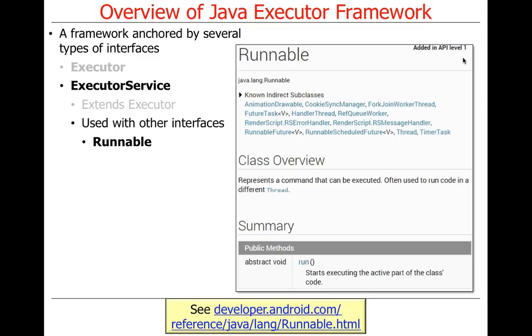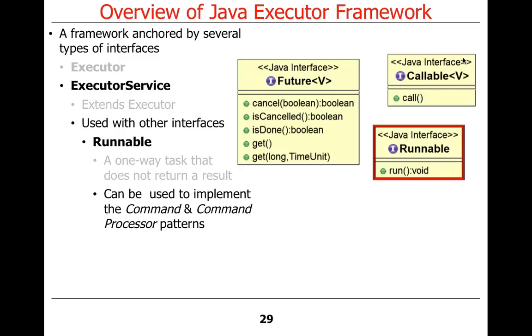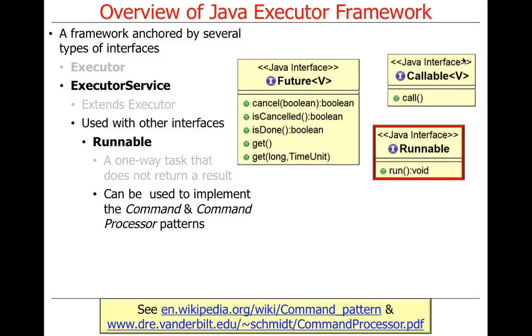So one of them is runnable. We've already seen that. In the context of this discussion, a runnable is a one-way task that does not return a result. So you give it something. That's why it's a command. You say, here, do this thing. It does its thing. You could also use it to implement various patterns, like command and command processor patterns. You can read about those here.